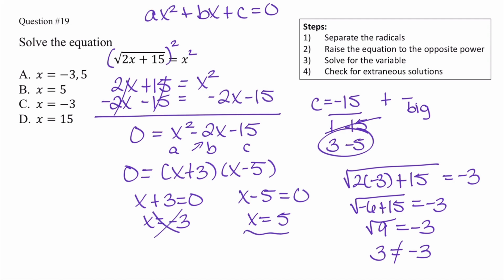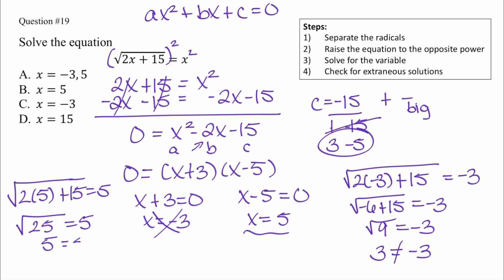x equals 5 is the only solution that works if I plug it into my problem, right? Because I get the square root of 2 times 5 plus 15 equals 5. So that tells me that 2 times 5 is 10. 10 plus 15 is 25. So the square root of 25 equals 5, which tells me that 5 equals 5. So that does work. So B is the only correct answer choice. Always be careful.